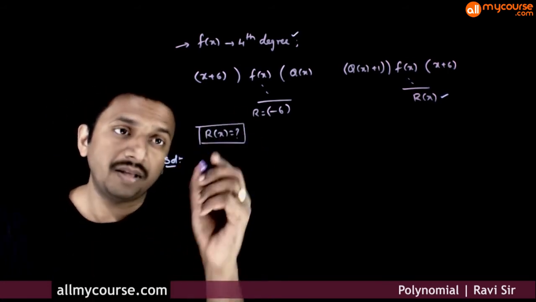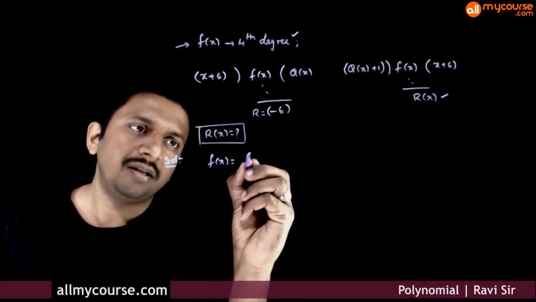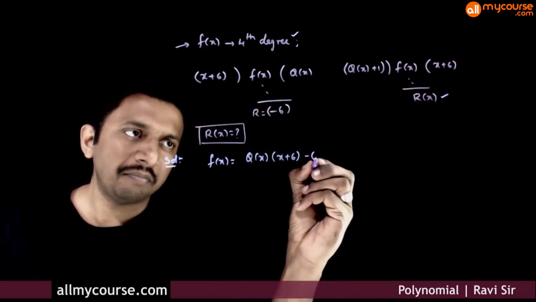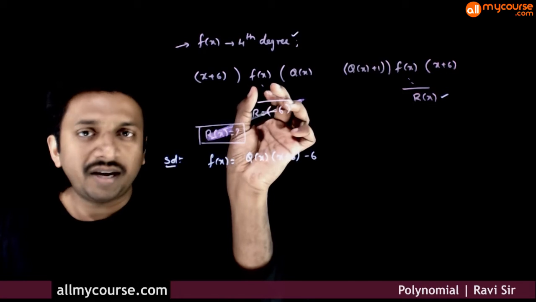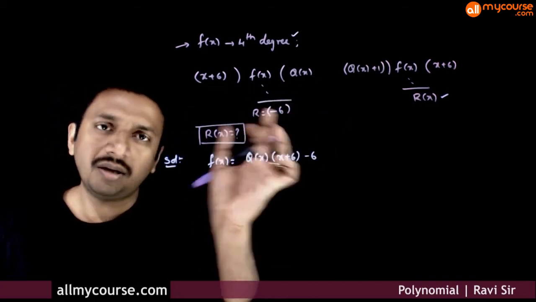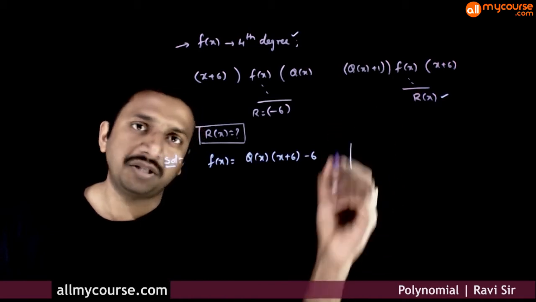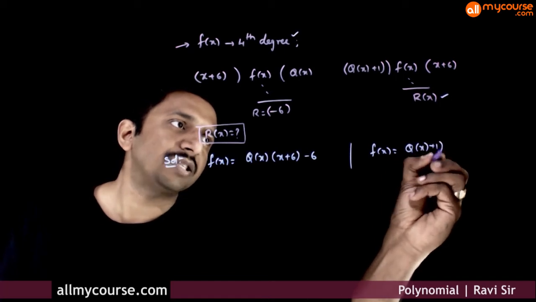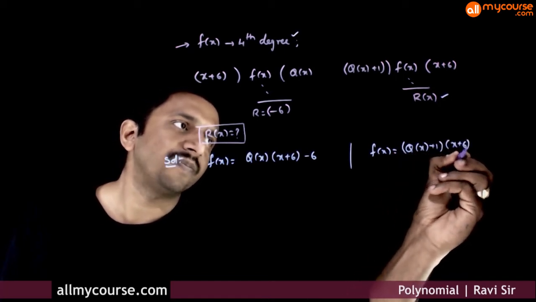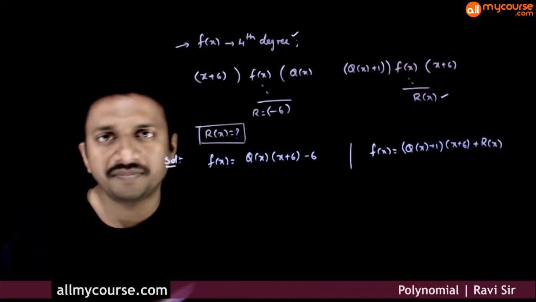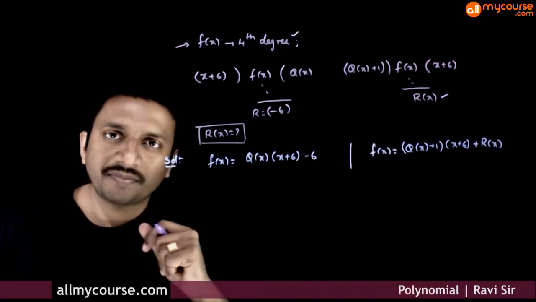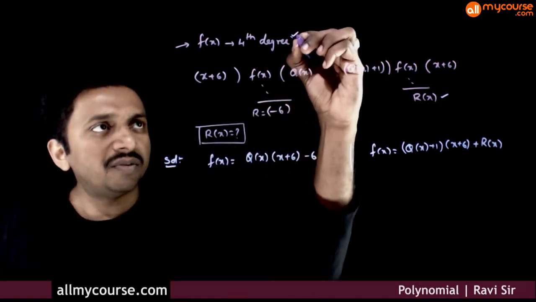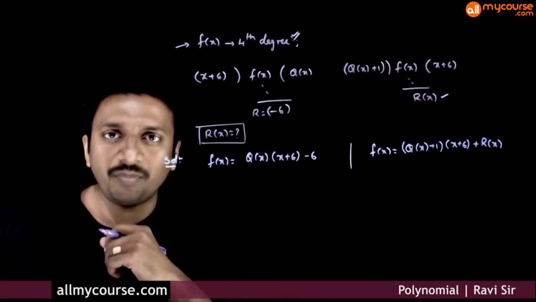So from the first information, f of x can be written as q of x times x plus 6, minus 6. Dividend is equal to divisor into quotient plus remainder. And from the second information, you can write f of x as q of x plus 1 times x plus 6 plus r of x. So from these two conditions, can you get some useful conclusions? You also have another information, which is f of x is a 4th degree polynomial.